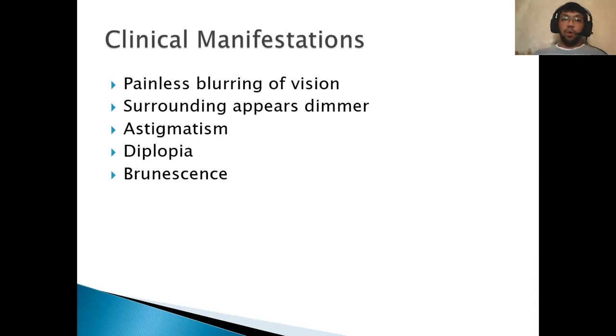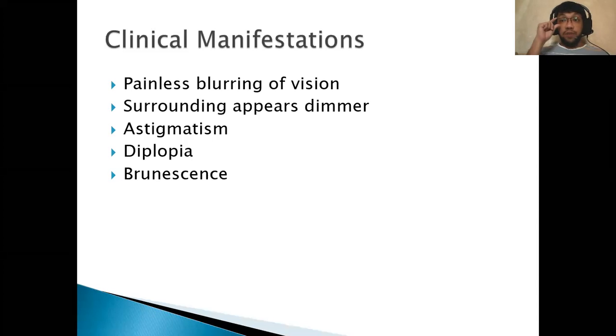Astigmatism, diplopia, and brunescence may be experienced by the patient with cataract. Brunescence is the discoloration of the nucleus in cataract that occurs as the nucleus becomes more sclerotic. It will begin as yellowish first and further progress to orange until it becomes brown.